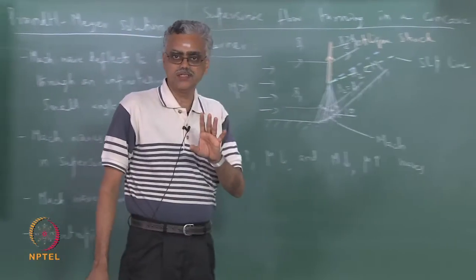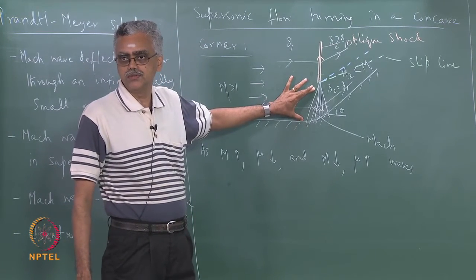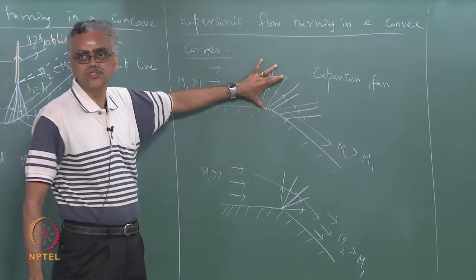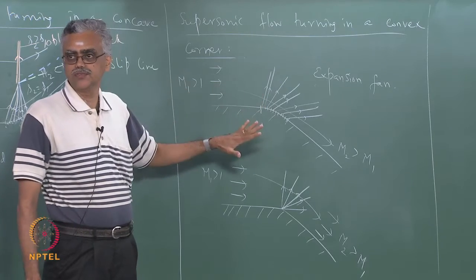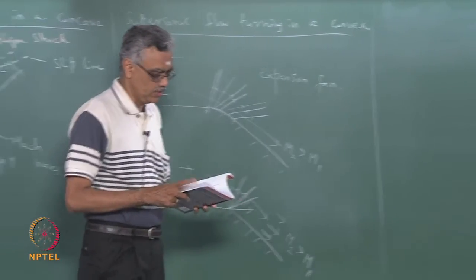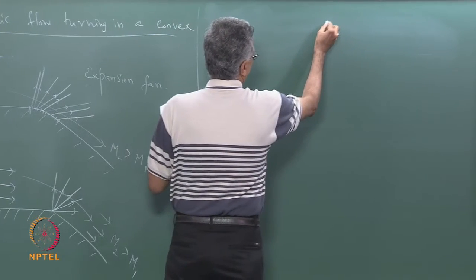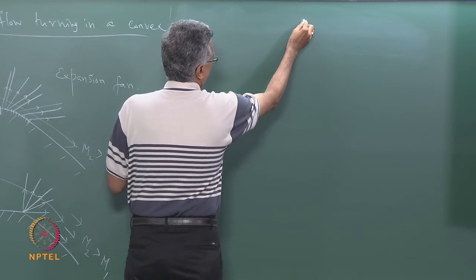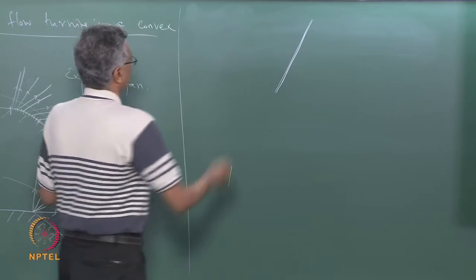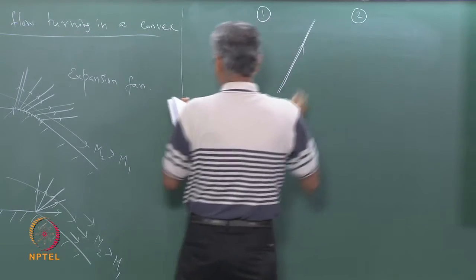What I am going to do next is, you have to follow this very carefully. I am going to take one such wave from a compressive solution, and one such wave from an expansive solution, and draw the velocity triangles before and after. We are going to use the same orientation and draw this very carefully. Let me call this region 1 and region 2.